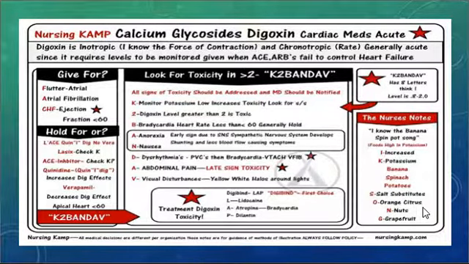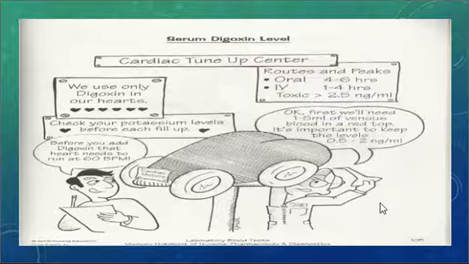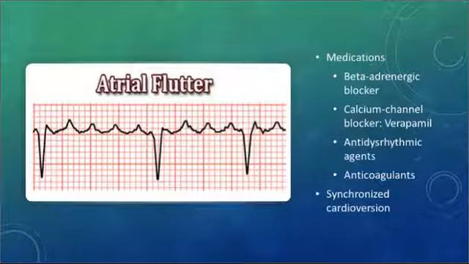Salt substitutes, orange citrus, nuts, and grapefruit. So be monitoring your kidney function and your potassium levels. Here's another little picture somebody did when we used only digoxin on our hearts. Check your potassium levels before you fill up. Don't give if the heart rate's less than 60. Digitoxicity, this is incorrect. It's greater than 2. Okay, that should be it on that slide.